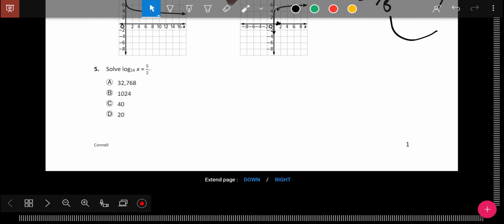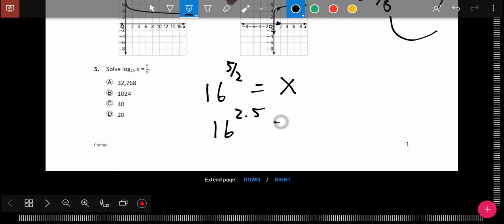Number 5, I have to switch it from log form to exponential form. So it's base 16 to the 5/2 power equals x, which 5/2 is just 2.5. Might be easier to plug into your calculator that way, but just do 16 and hit the little rooftop looking button, the caret button, and type in 2.5 as the exponent, and you get 1024.